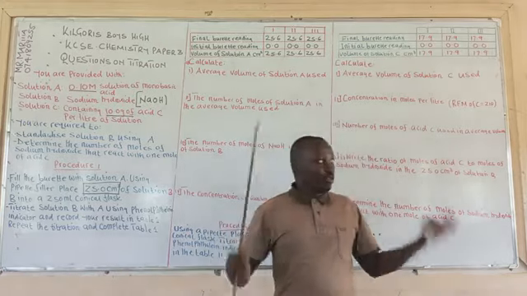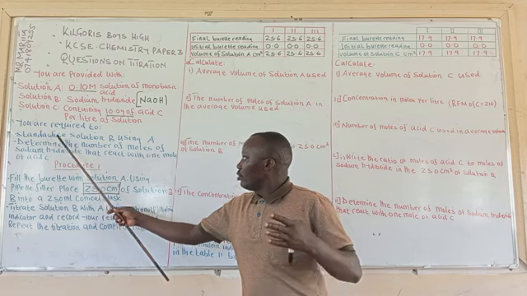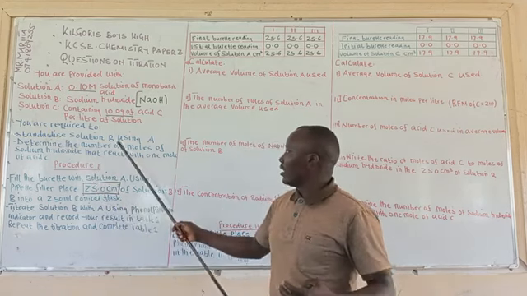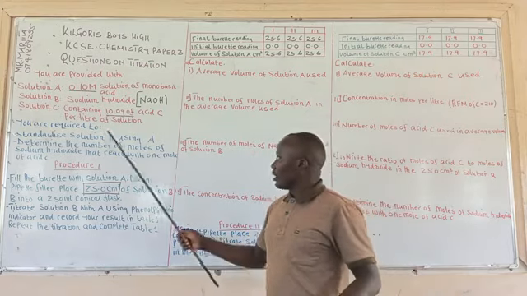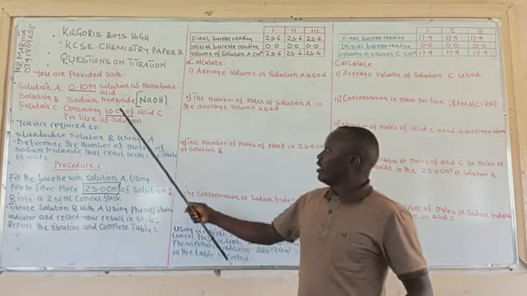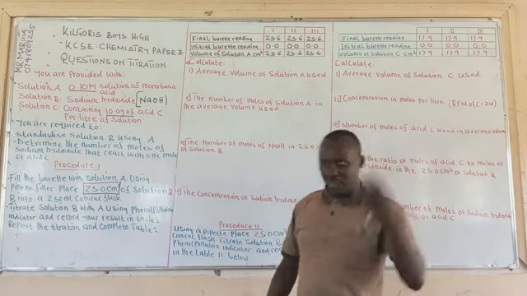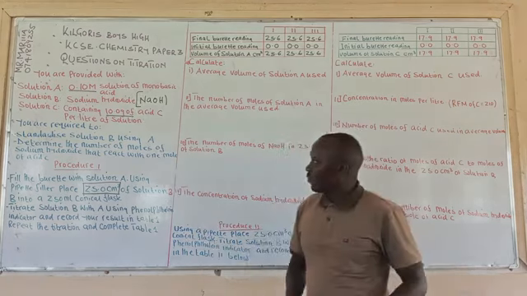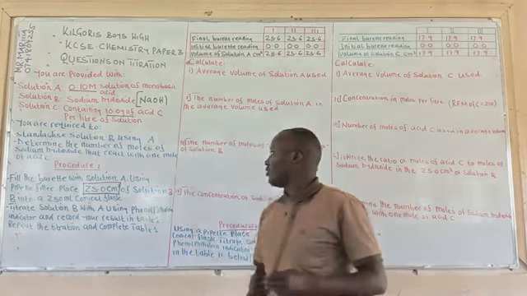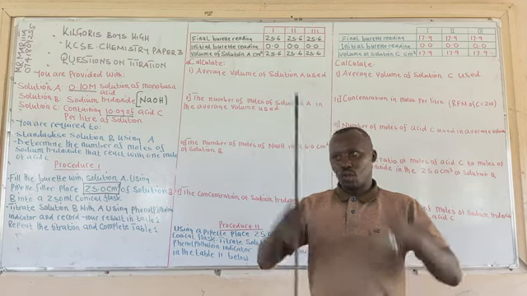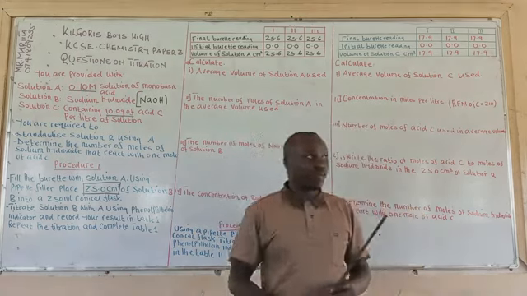What were you supposed to do in this practical? You are required to standardize solution P using solution A. You standardize solution P, this is sodium hydroxide, with the solution A. You standardize a base with an acid. Determine the number of moles of sodium hydroxide that react with 1 mole of acid C.